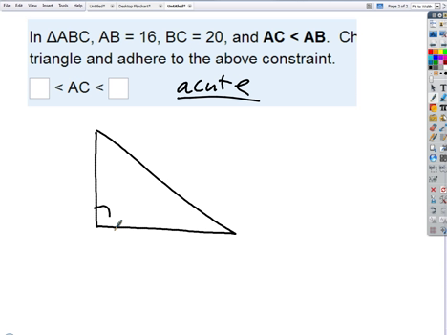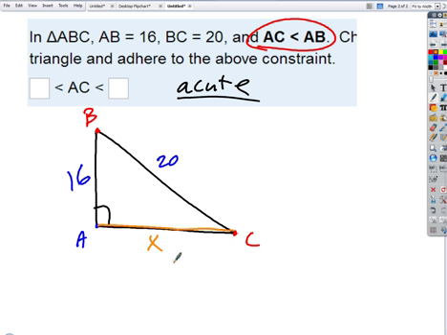So we got to know what's going to be the biggest side of this triangle. It tells us AB is 16, BC is 20, and AC, and this is important, has to be less than AB, so it's less than 16. So what's the longest side? BC. Okay, so we can call that B and that C, and this side is going to be 20. This is A, and we know AB is 16. And so AC is what we're trying to find. Let's make that orange for the rubber band. We'll call that X.